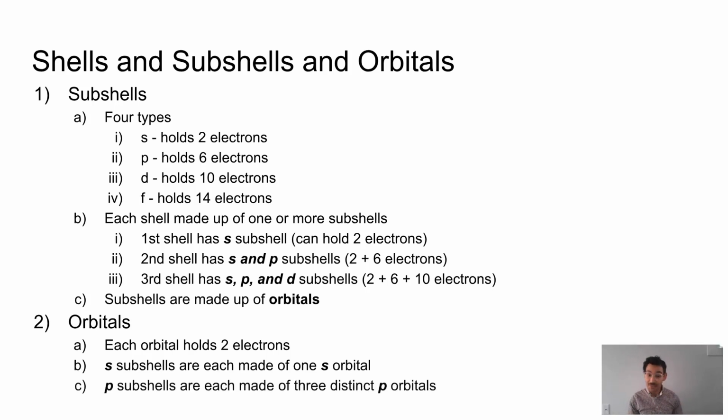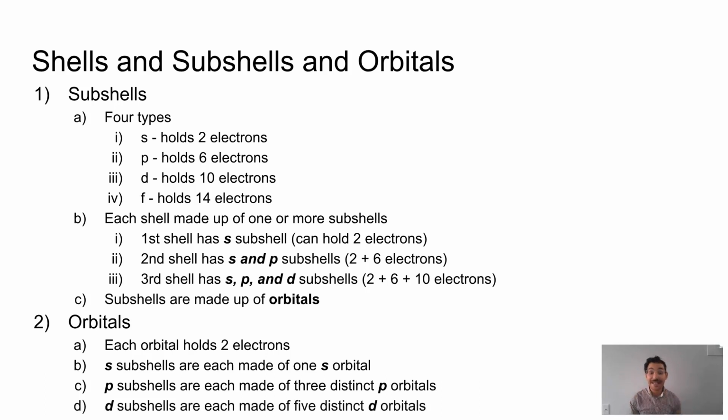If we look at our P subshells, they hold 6 electrons, therefore there must be 3 orbitals that hold 2 electrons each. 3 times 2 is 6. So our P subshells are made of 3 distinct looking P orbitals. So each P subshell is going to have 3 distinctive P orbitals that make it up.